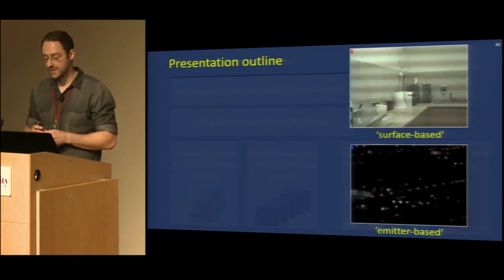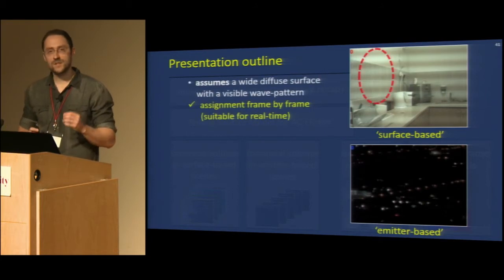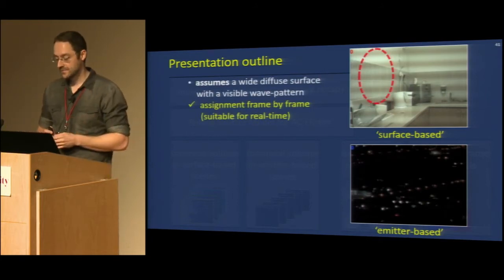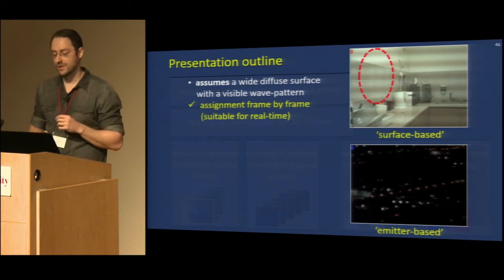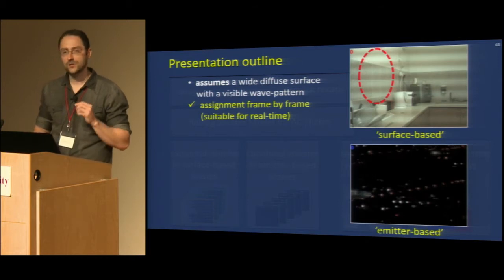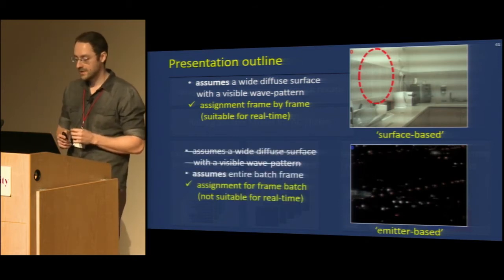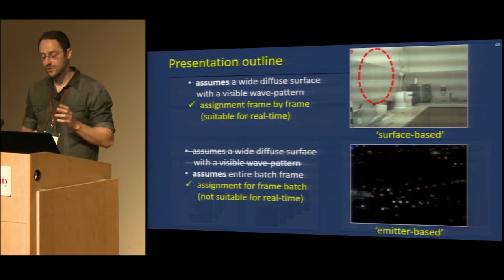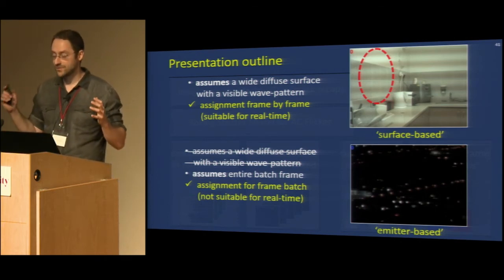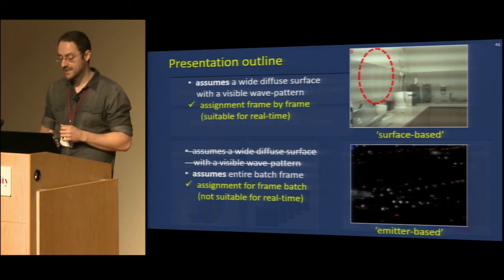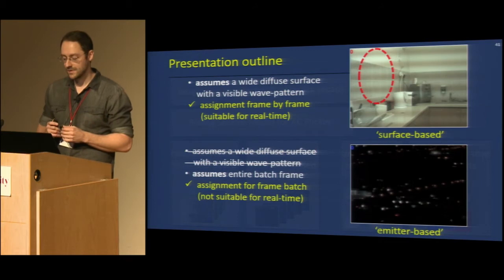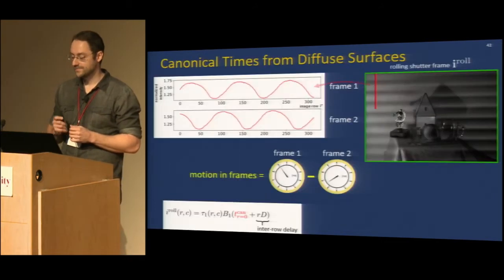Here's the difference between these methods. The first method assumes an image region with a visible wave pattern. Using the wave pattern motion, the method provides time assignment frame by frame and is thus suitable for real time. The second method does not require a visible wave pattern. Instead, it relies on an entire batch of frames to work. Thus, it is more general but unsuitable for real time. So let's start with the first.